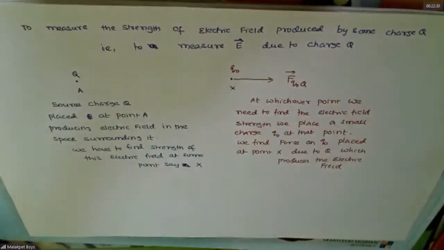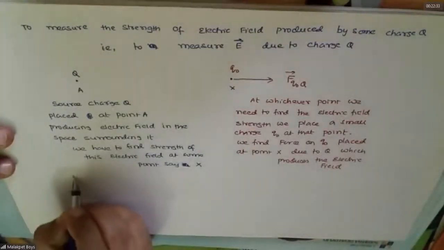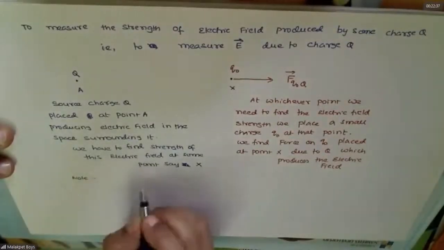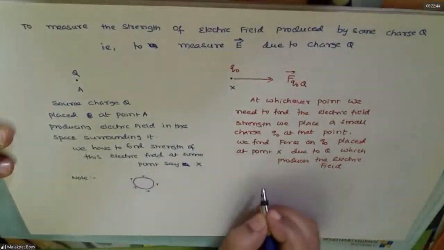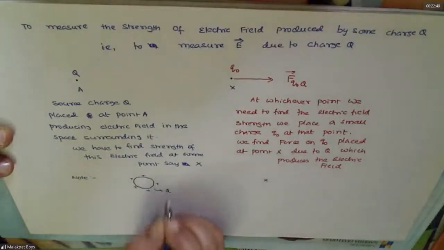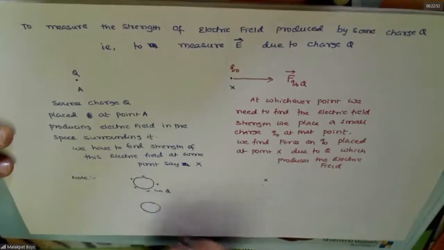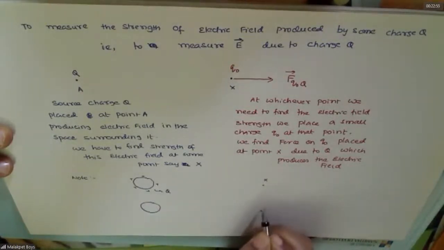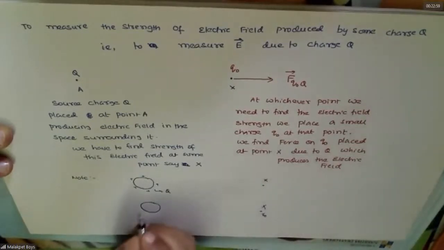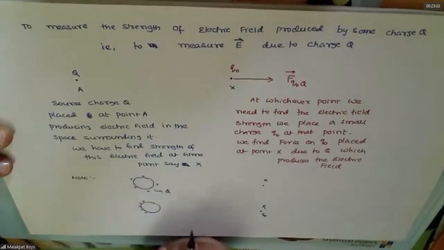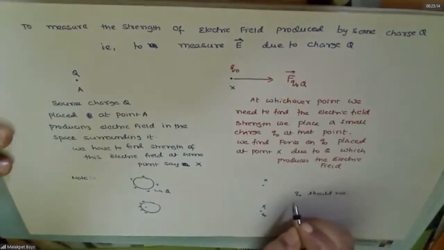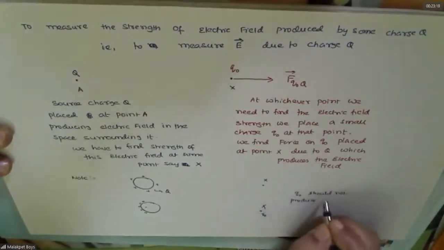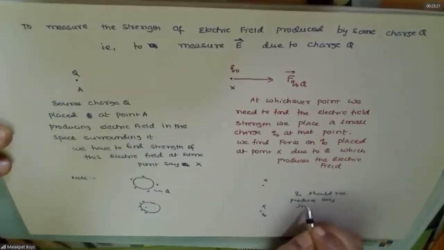See, suppose this is Q, a charge like this. Now to measure at point X, we have a charge Q. When we place this to measure at this point, what should we do? We should place Q naught. Now what will happen? Due to induction, most of the charge will go like this, no? Due to repulsion. That means the center will shift or not. That means Q naught should not produce any inductive effect.